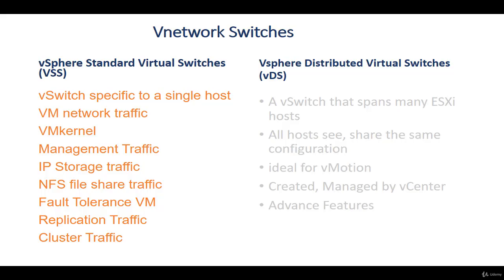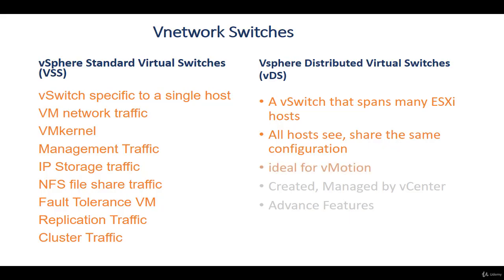The other type of virtual switch is a distributed virtual switch. VMware refers to this as a VDS. A VDS, or distributed switch, is a virtual switch that spans many ESXi hosts. What this means is all hosts who are peers in the distributed virtual switch share the same configuration, so they all see and share exactly the same configuration. So the nice thing about distributed virtual switches is you create them once, you configure them once, and the configuration is automatically published to all the member ESXi hosts.